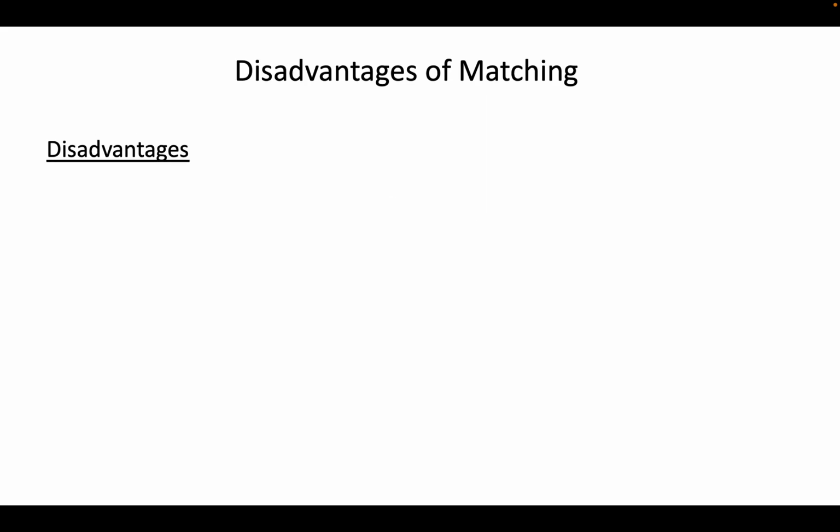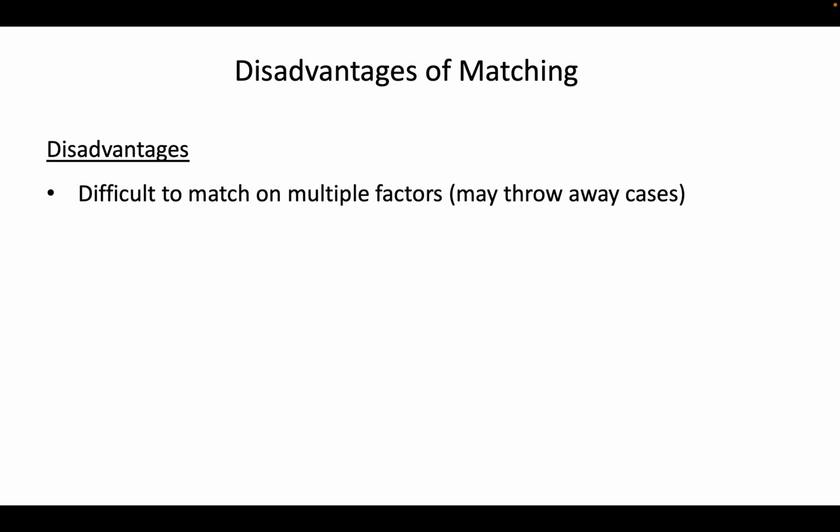There's way more disadvantages to matching than there are advantages, basically. It's difficult to match on multiple factors. I showed you age and sex, but as soon as you're matching on 3 or 4 factors, there are so many combinations that you might be unable to find a control that is a match for everything. You may end up having to throw away that case because you don't have a control for them, and that is a big problem because cases are typically way more valuable.